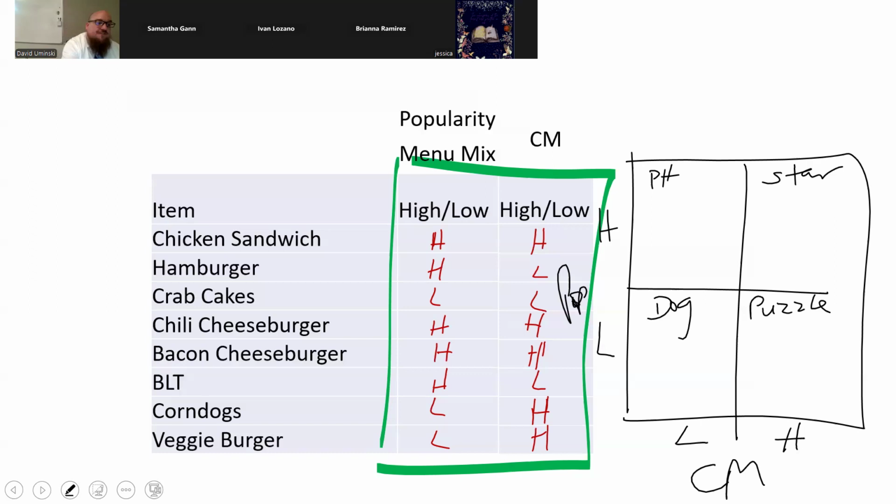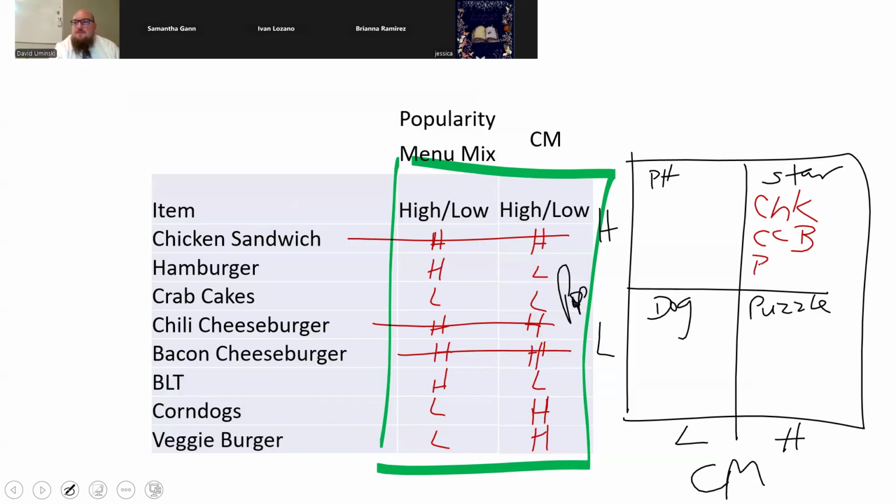So let's look at the stars first. Star is high, high. So our chicken sandwich is high, high. And then while I have double H in my head, I'm going to come over here. Oh, chili cheeseburger, bacon cheeseburger. And that's it. Okay. Then let's go the opposite. Dog is the easiest. LL, crab cakes. There's no more LL. So we're good.